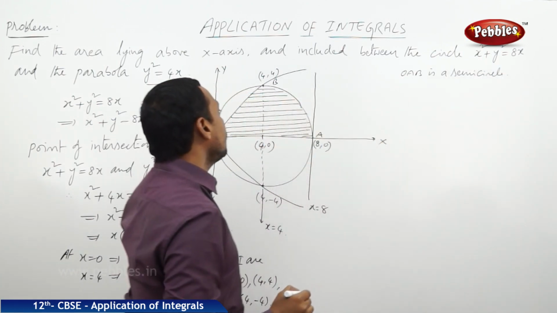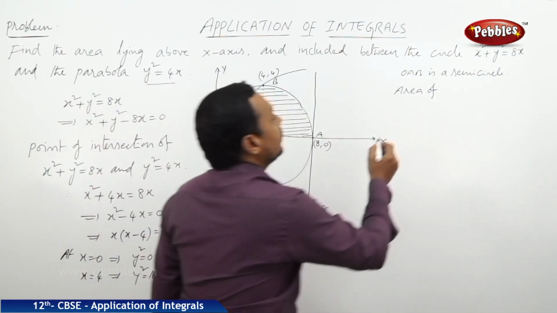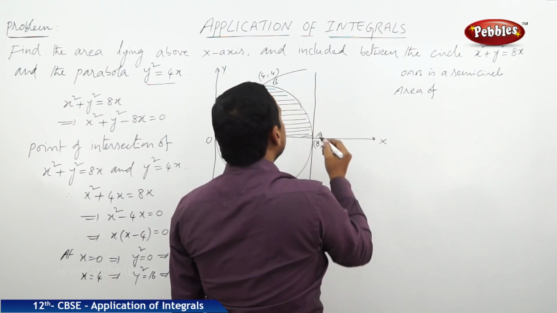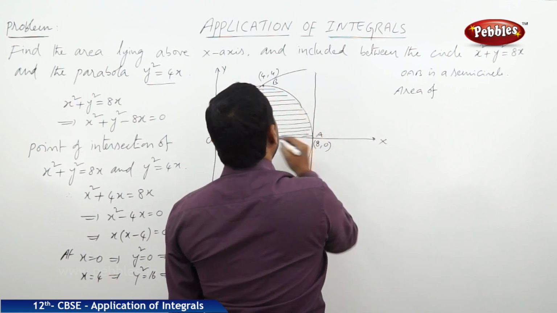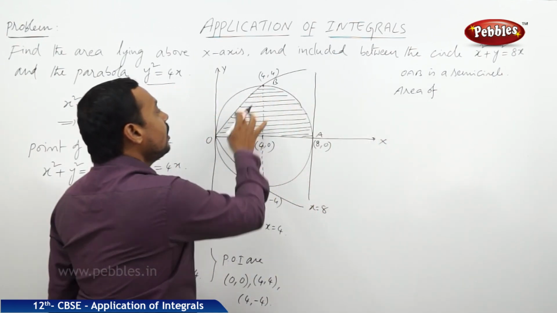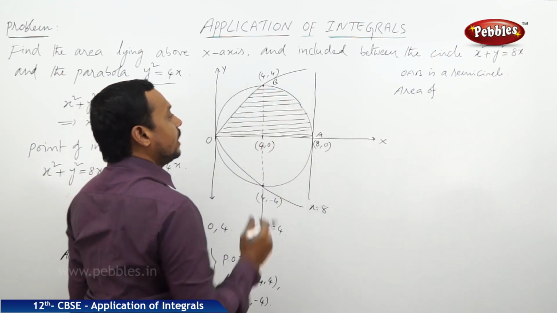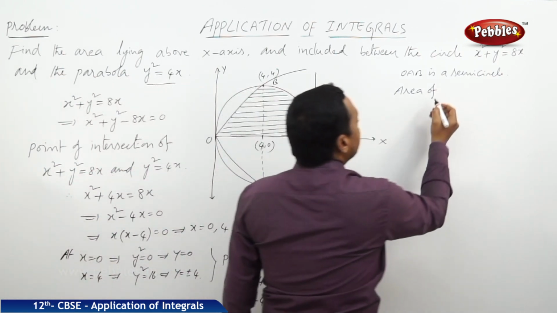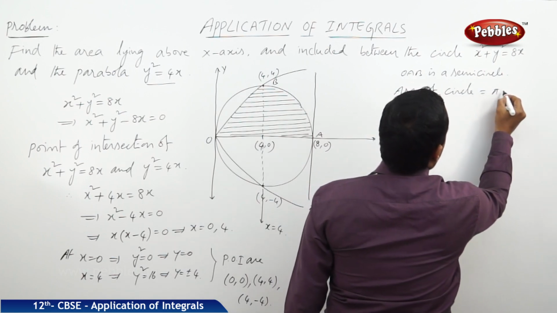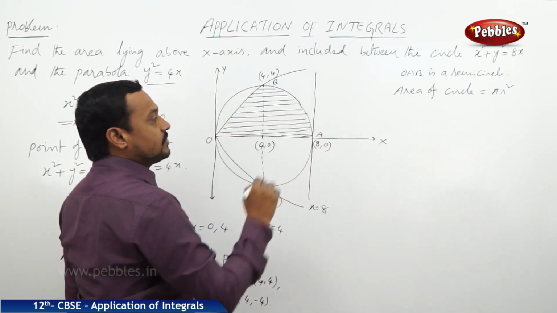Now first of all, let us find the area of the semicircle. OAB is a semicircle. The area of the semicircle OAB is always half of the total area of the circle. What is the circle area? It is pi r square generally, where r is equal to the radius of the circle.